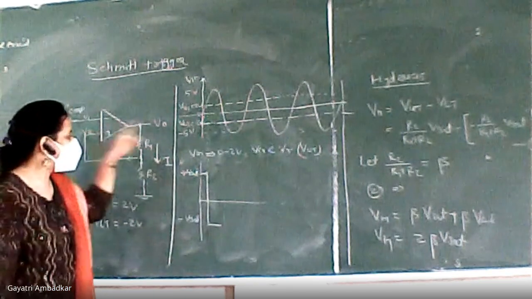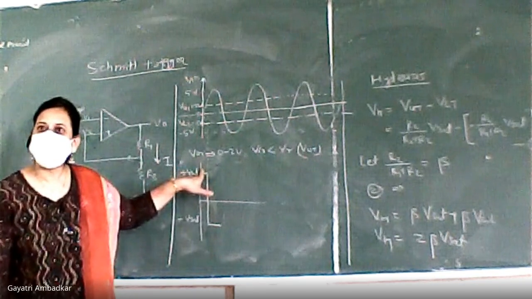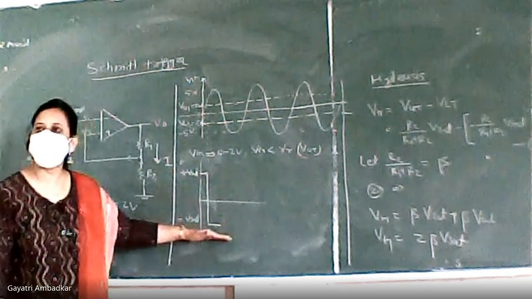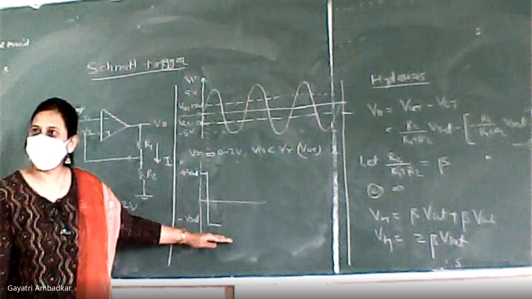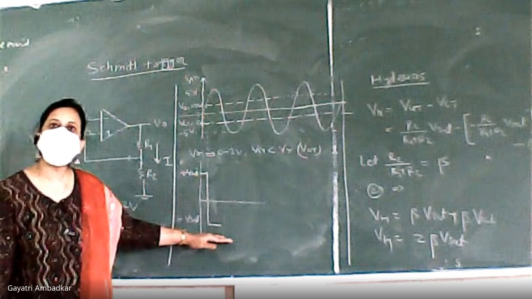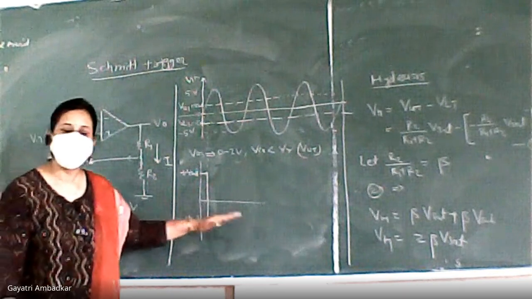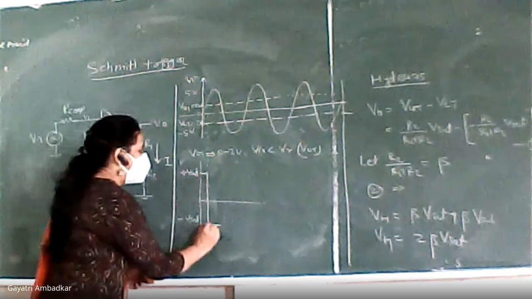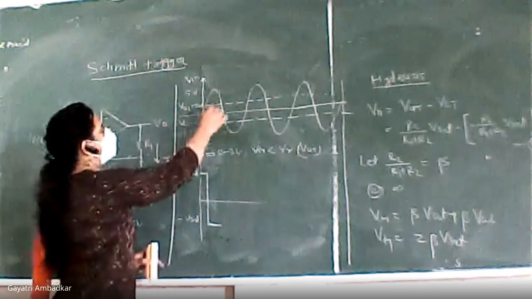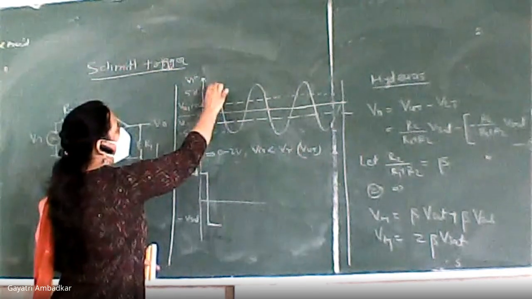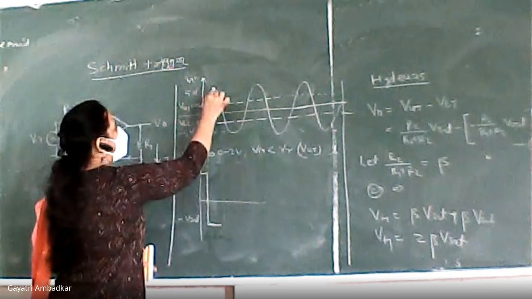So now input is getting compared with VLT. What was it compared with here? VUT. Now the moment it has switched to minus Vsat, your reference voltage has become VLT, and therefore input is getting compared with the VLT, lower threshold. Okay. So now it is comparing with lower threshold. Okay. So from this point, it has switched. Here it is switched. Now this value, this value, this value.